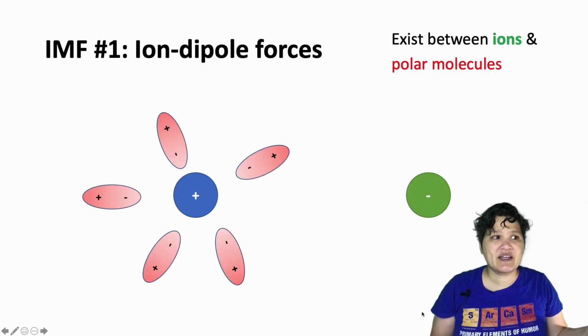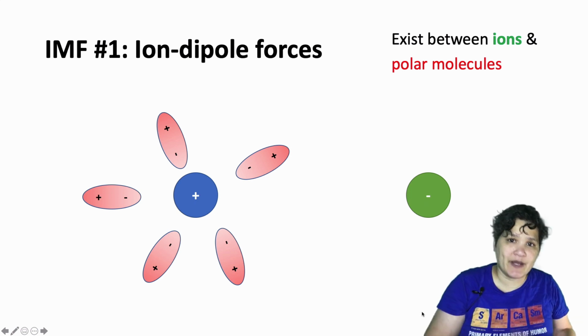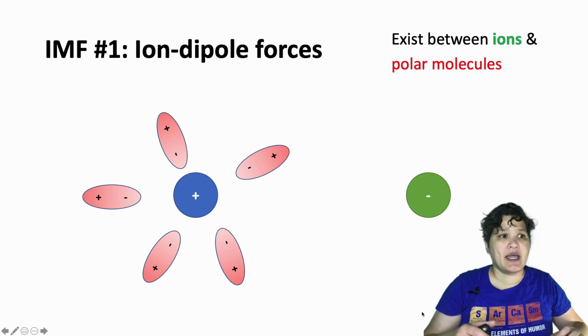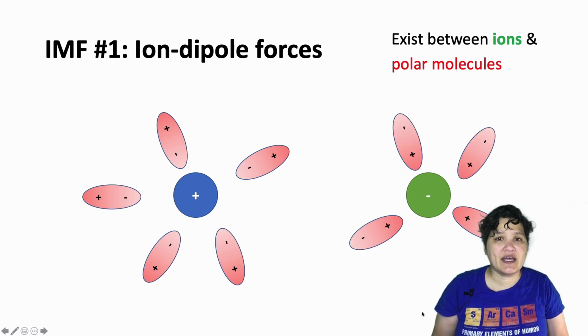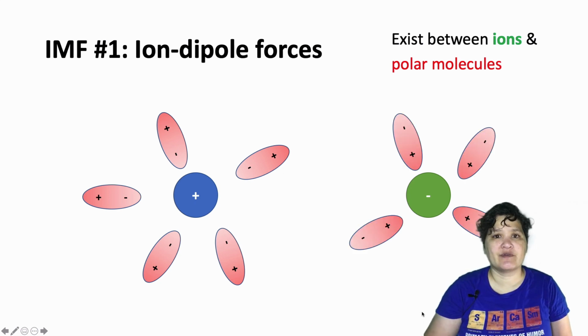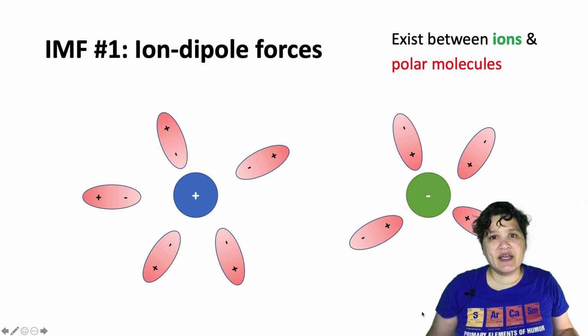In the case of the cations, we're going to have the negative ends of the dipoles arranging themselves around the cation. And in the case of the anions, the positive ends of the dipoles will arrange themselves around the anion. Negatives attracting positives and vice versa.